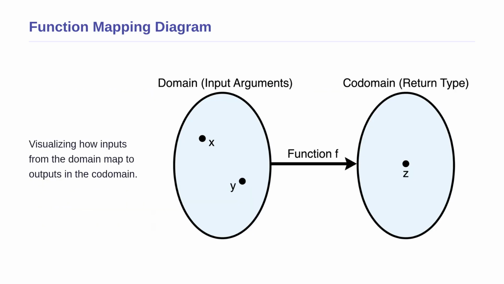Let us visualize this mapping to make it completely clear. On the screen, you see two distinct sets. The oval on the left represents our domain, containing our input arguments like x and y. The oval on the right is the codomain, representing the return type, containing our output z. The arrow connecting them is our function f. This diagram perfectly illustrates what a function prototype does. It establishes the strict pathway between the specific inputs you provide and the specific output the function guarantees to return.